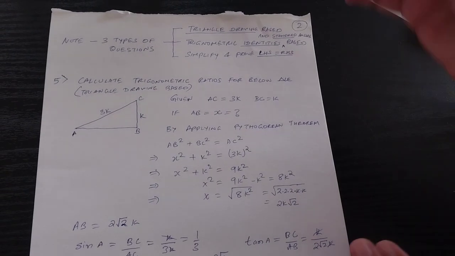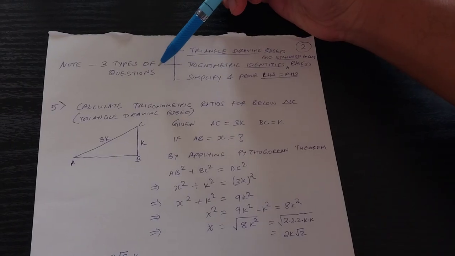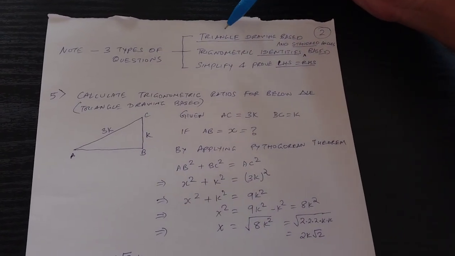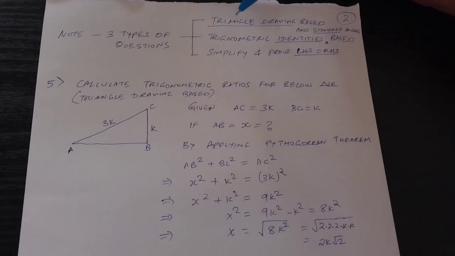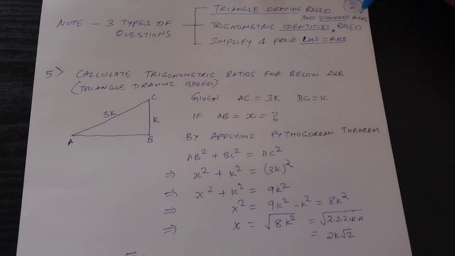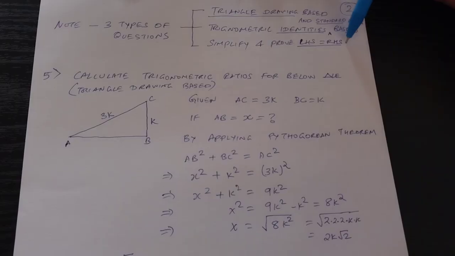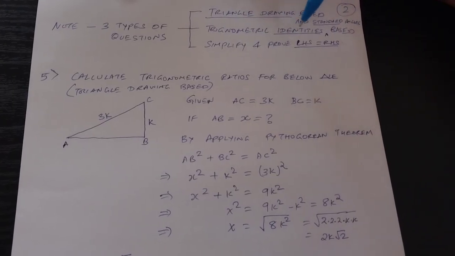Hi friends, so let's look at what type of questions will appear in trigonometry. There are three types of questions. One is triangle drawing based. Second is using trigonometric identities and standard angles. And third is simplify and prove LHS is equal to RHS. So these are the three types of problems we might get in trigonometry.